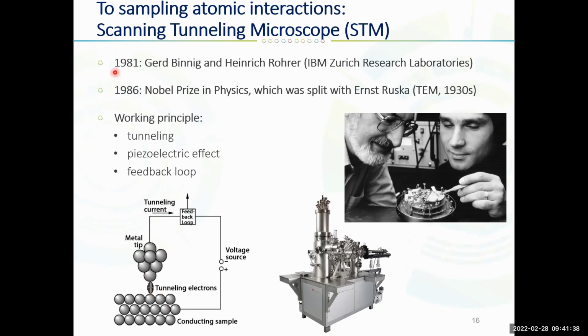It was first developed by Gerd Binnig and Heinrich Rohrer in the IBM lab, and after several years they got a Nobel Prize in physics for developing this microscope. It has three working principles. Tunneling, I will talk about this in the next slide. It has the piezoelectric effect that it uses to acquire the image, and it has a very important feedback loop to adjust the height of the metal tip.